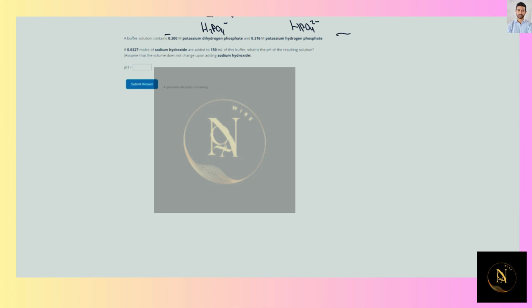So for this scenario, the pKa associated to this pair is going to be equal to 7.2, and we want to calculate what is going to be the pH after the addition of 0.0327 mole of sodium hydroxide. So that hydroxide is going to react with the weak acid as follows. We're going to have H2PO4 minus plus OH minus, which is going to produce HPO4 2 minus. And we're going to have 150 milliliters of this buffer, which is going to be equal to 0.15 liters.